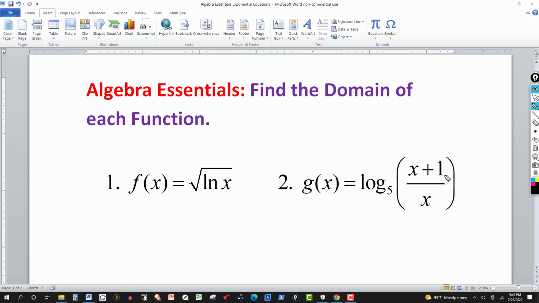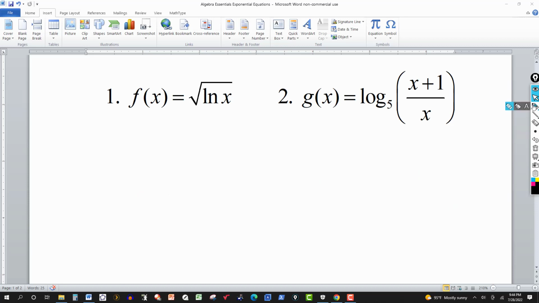Now let's look at the next one. Now this one, we don't have a square root. If you just look at the quantity in the parentheses, it's just a rational expression. But still we want this to be positive. So basically you just want to solve this rational expression, x plus 1 over x. We want this quantity to be greater than 0. The log of 0 is not defined. The log of a negative is not defined. It doesn't matter what the base is here. In this case, it's base 5.